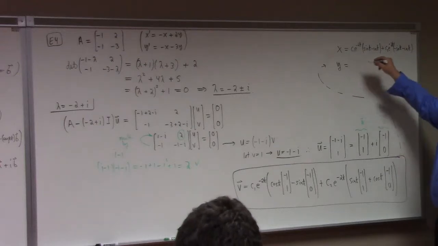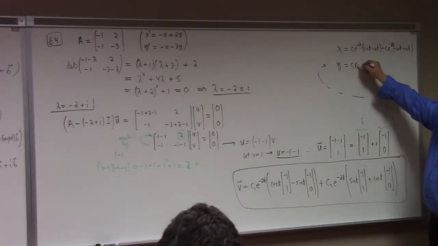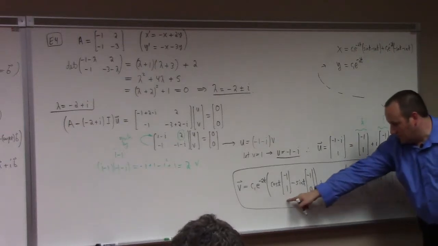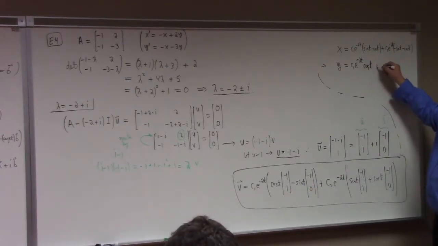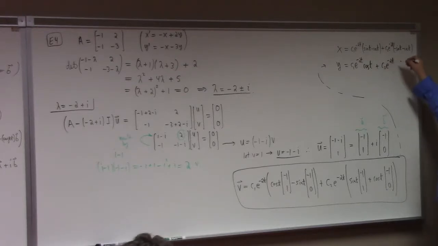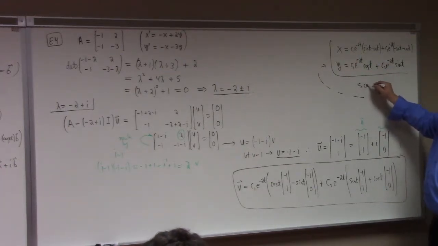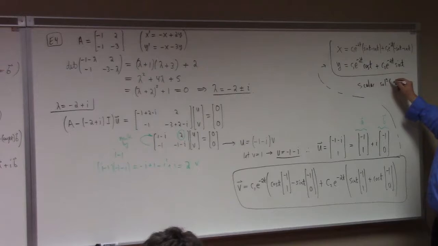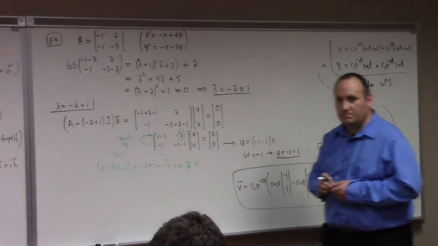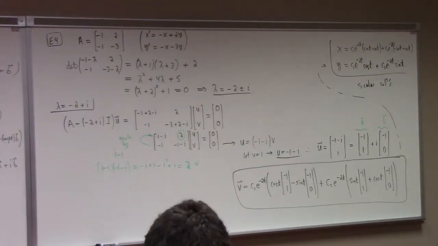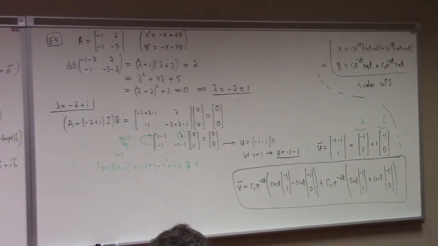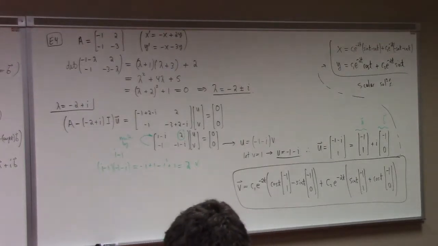And the y, a little bit nicer, C1 e to the minus 2t cosine t plus C2 e to the minus 2t sine t, yeah. So those would be the so-called scalar solutions. Or for some other courses, those would be the expected solutions that a professor would want. Any questions?